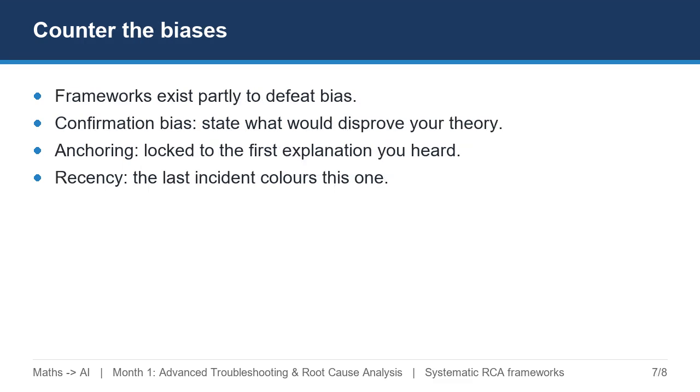Every one of these frameworks exists partly to defeat cognitive bias. Confirmation bias makes you overweight evidence for your favorite theory. Counter it by stating up front what evidence would disprove your leading hypothesis, then actively going to look for it. Anchoring locks you to the first explanation you heard. Recency bias makes the last incident feel like this one. Naming the bias out loud is the first step to neutralizing it.